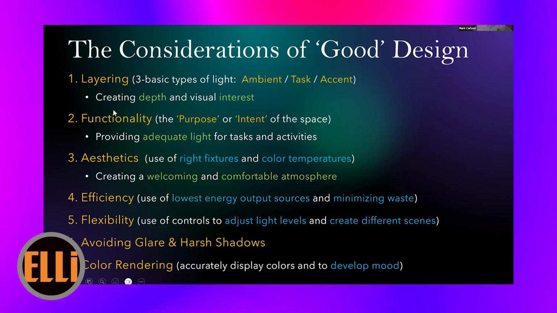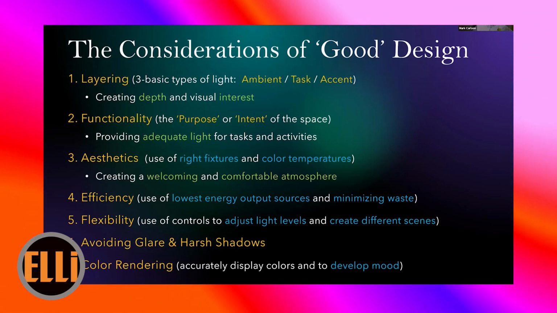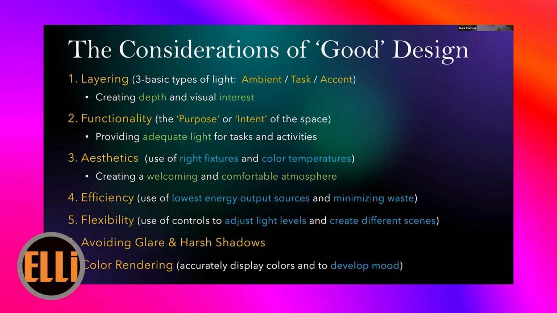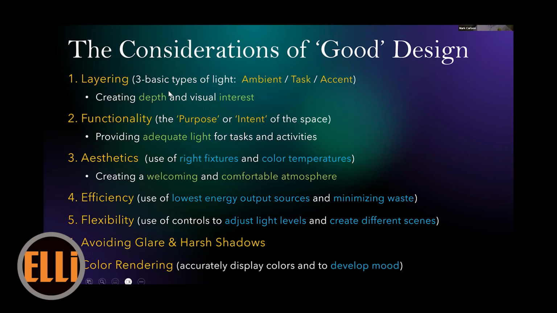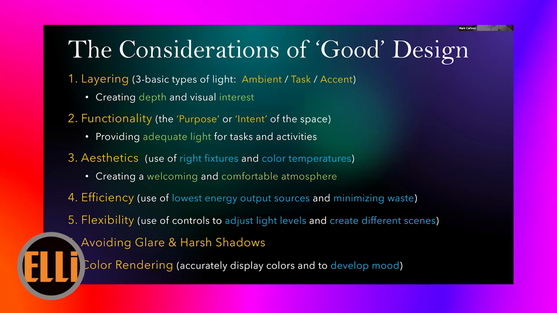There are three basic types of light. Ambient lighting, which is like general lighting, usually softer, level 1 type lighting. Task lighting, which is focused on the task or the element, so having enough light for that. And then accent lighting. So the idea is to use the three different levels of light to create depth and visual interest within the space.